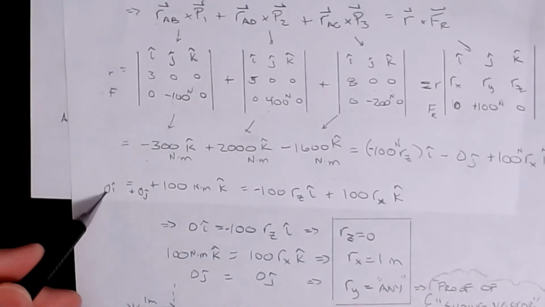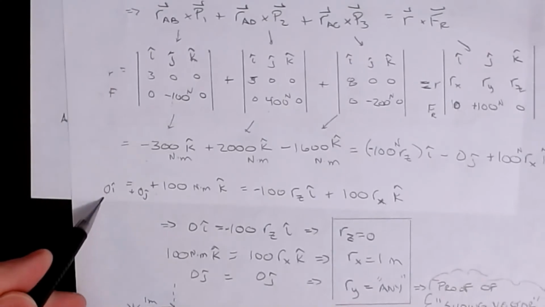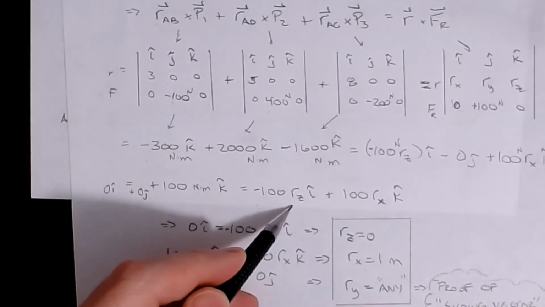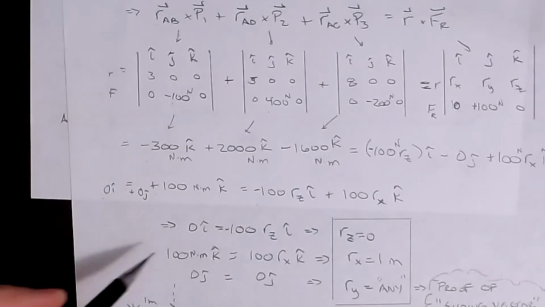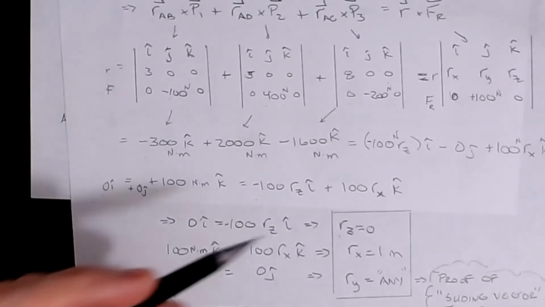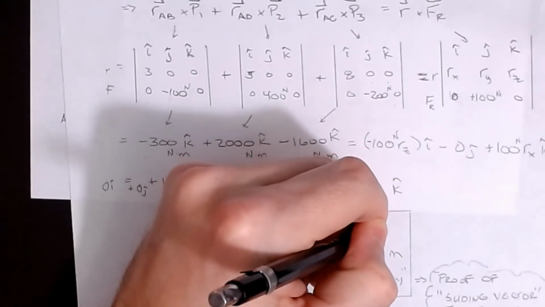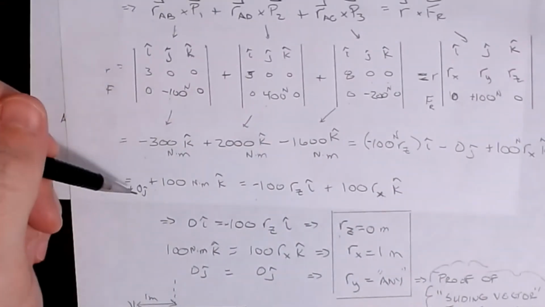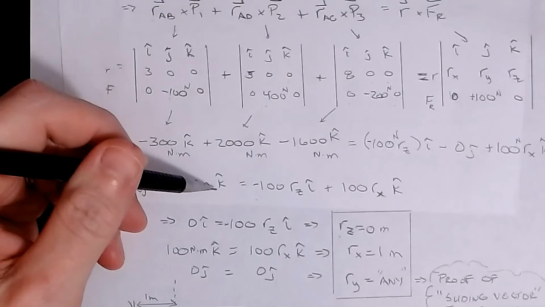Okay, so let's take a look at the I vector. This says that a 0I better be equal to a minus 100 RZI, which implies that the only way that is ever true is if RZ is 0. So basically we're in the plane of the paper as we're looking at this. That's one of them done, so 0 meters.